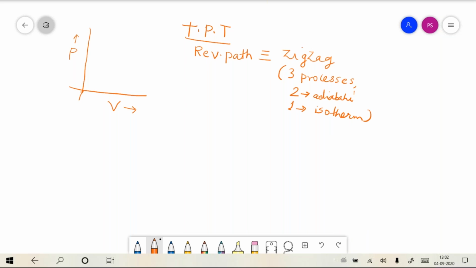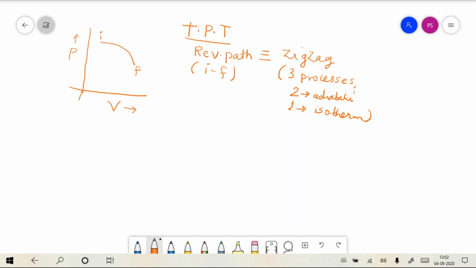Now let us say that this is the reversible path under consideration. Let me call this some initial state I to final state F. So this reversible path is from I to F. Now what I want to prove is that this reversible path can be replaced by reversible adiabatics.